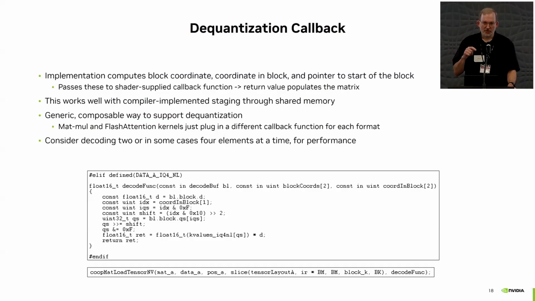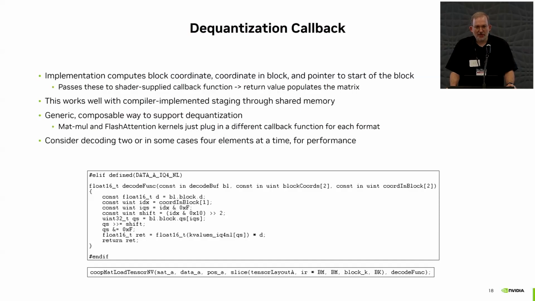And then when you actually want to load the tensor, you just pass in a quote unquote function pointer. So that's in a separate function, that's your callback function. And so this is a nice composable way to support dequantization, right? Like there's a single matrix multiply shader, there's a single flash attention shader, and then there's a set of these dequantization functions, and you just plug them together, compile all those combinations. So this worked out pretty well.